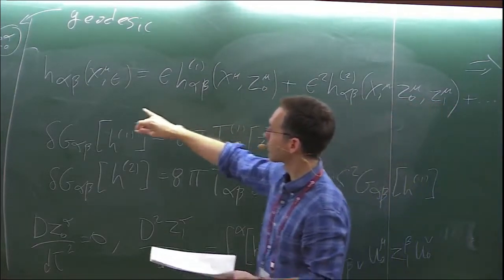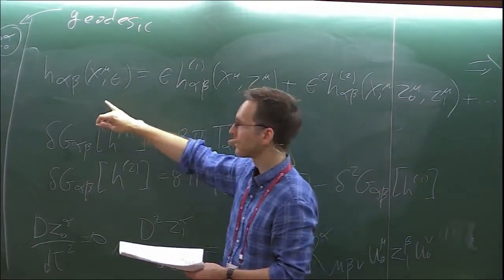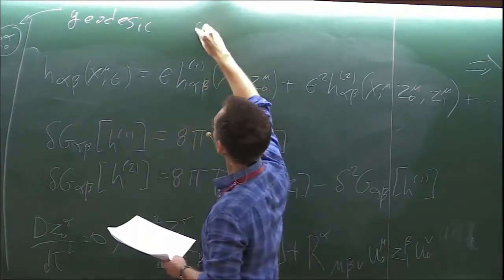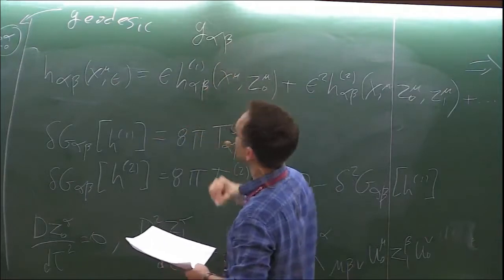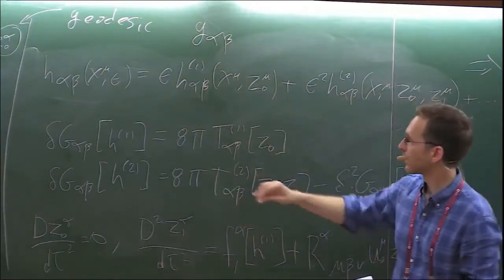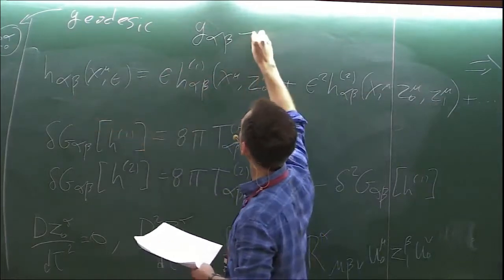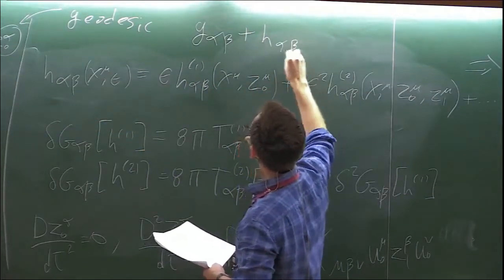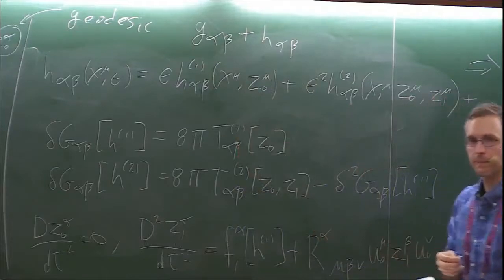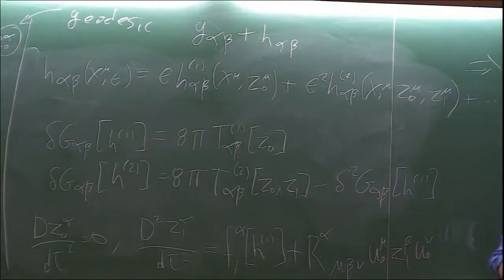Why is there no zeroth order term in H alpha beta? So the zeroth order term is G alpha beta. So here I'm only expanding the metric perturbation H. Right? So the full metric is G alpha beta plus H. Does that answer? Okay.